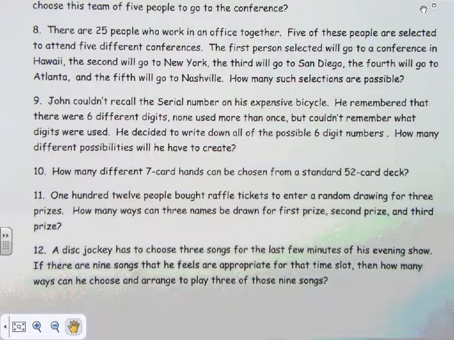Okay, a disc jockey has to choose 3 songs for his last few minutes. If there are 9 songs that he feels are appropriate for that time slot, how many ways can he arrange to play the 3? It's a permutation, actually. Yep. What was the keyword? Arrange. Okay, you're on. Keep it up.